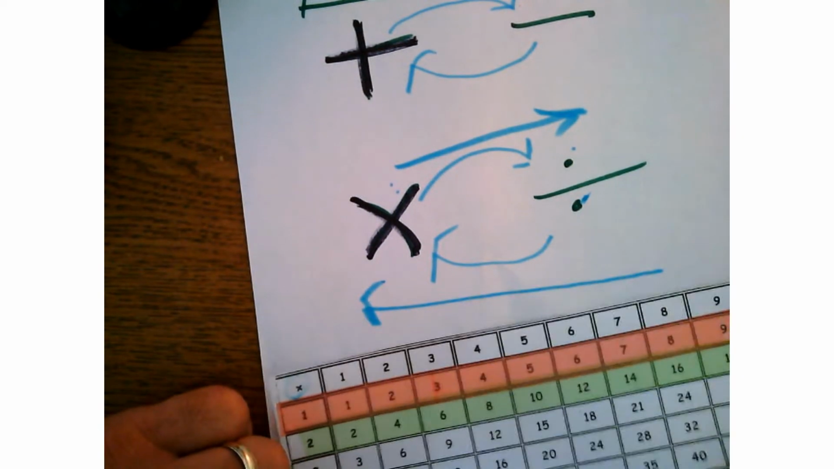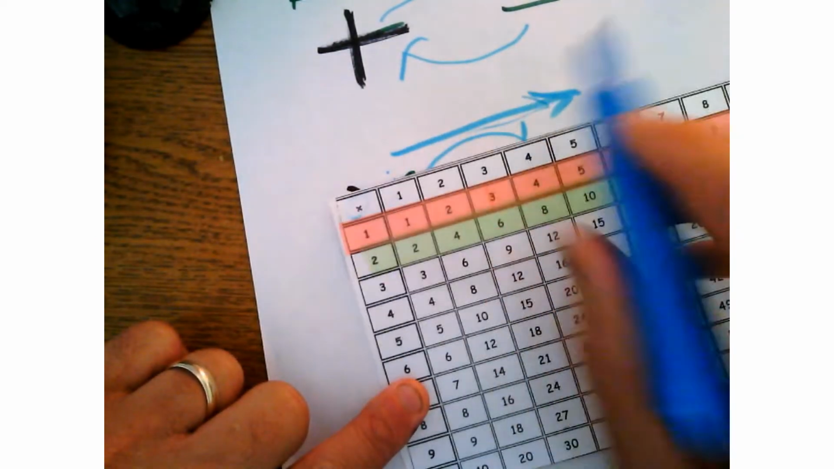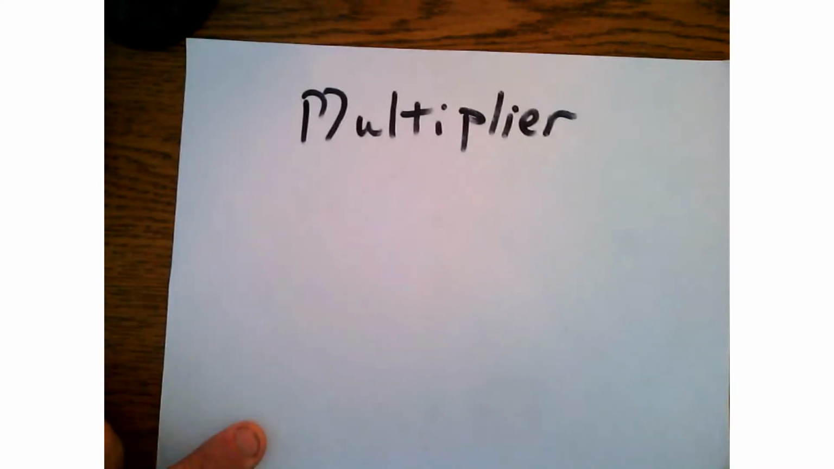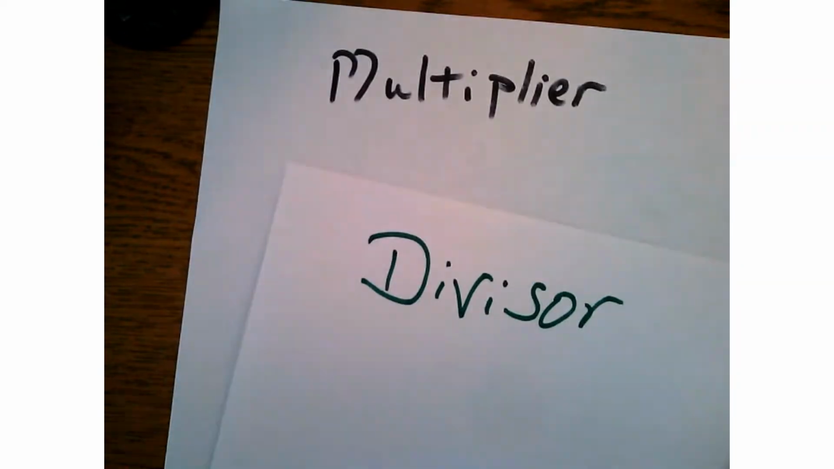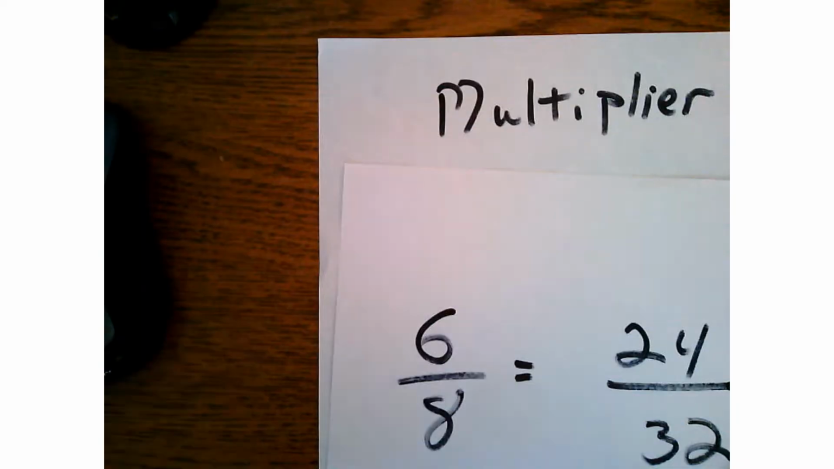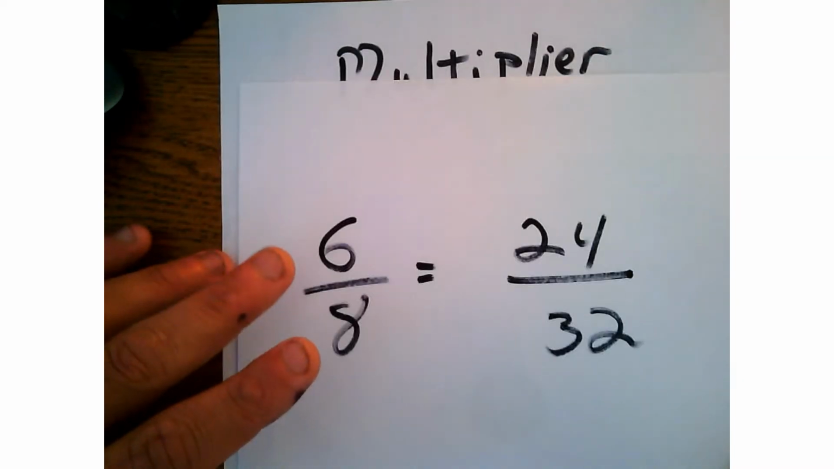As simple as that. So if you understand how to use a multiplication chart, you go in one way, you just do the opposite going this way for division. And so we're going to use that to describe a multiplier, and we're going to use that to describe a divisor. So let's say you have a multiplier. It would look something like this.